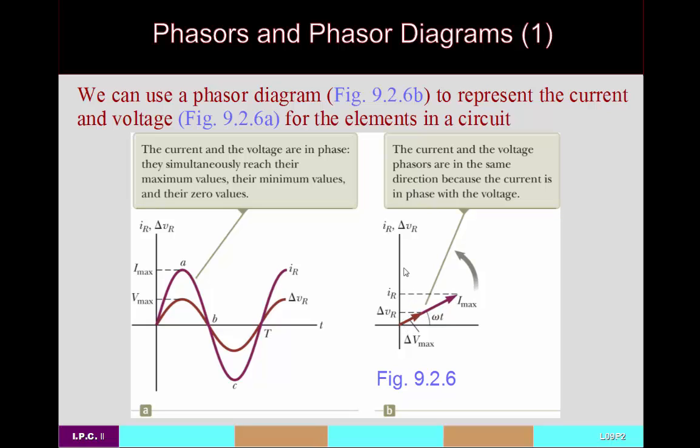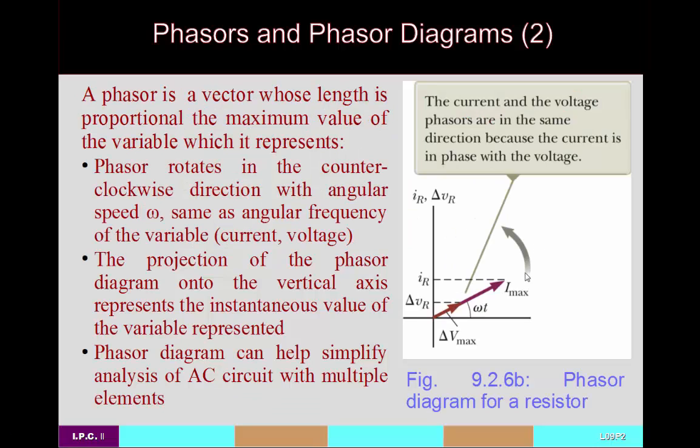And so you can figure out the projections onto the y-axis and see the value of both the voltage and the current. We'll return to this later when we look at what happens to both a capacitor and an inductor in an AC circuit. For the resistor, the diagram is almost uninteresting in that both point along the same direction because they are in phase, and so they both rotate together through the same angle theta equals omega t. Again, a phasor is a vector which has a length proportional to the maximum value of the variable it's representing, be it the voltage or the current. This vector rotates in the counterclockwise direction with an angular speed omega.